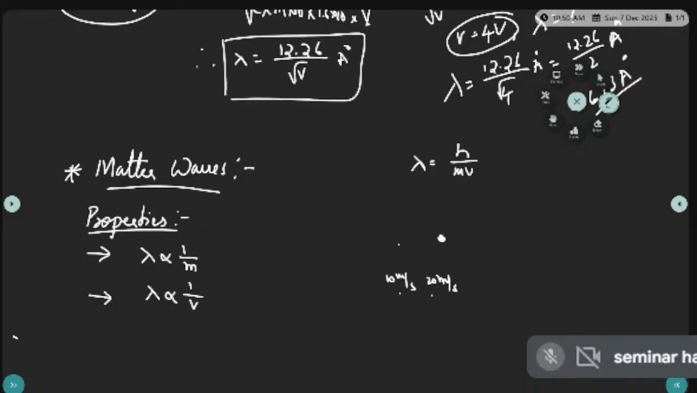Lambda is inversely proportional to velocity. Smaller is the velocity, greater is the wavelength, and vice versa. Smaller, greater; greater, smaller. Next.